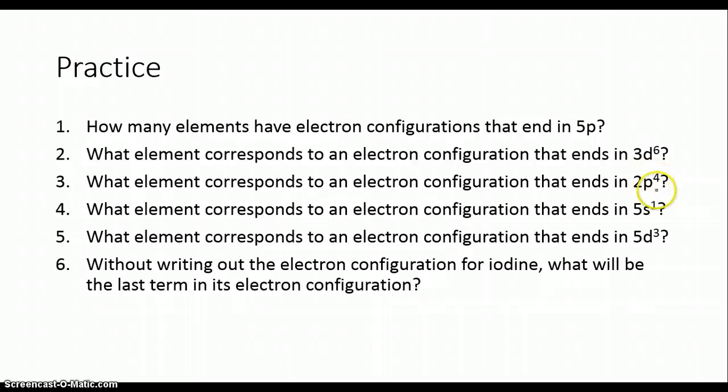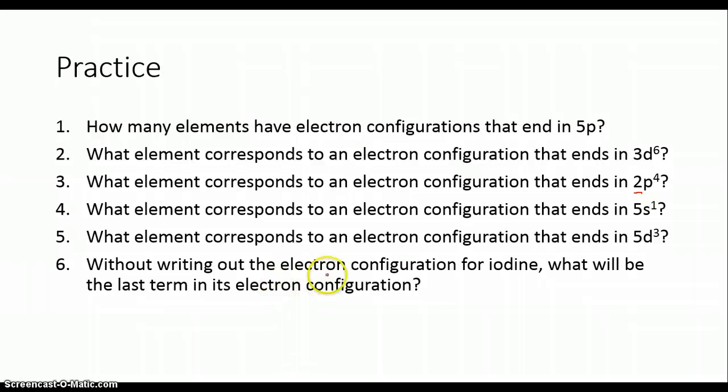2p4 is going to be looking at the second row. This is one of the ones where it matches up nicely. And this will be the element, I believe, sulfur. No, I lied, I'm sorry. It's oxygen. And then 5s1 is going to be rubidium. And then 5d3 is going to be the element tantalum, Ta.